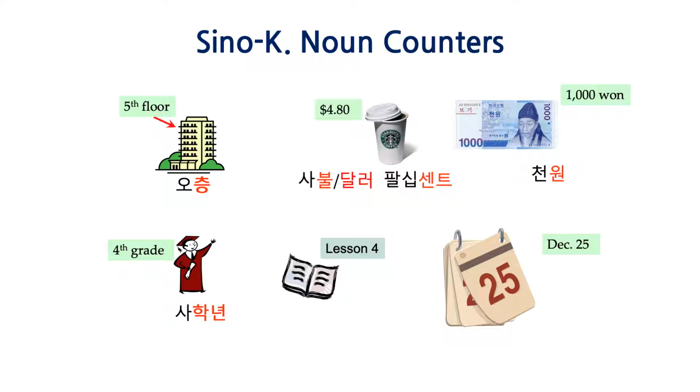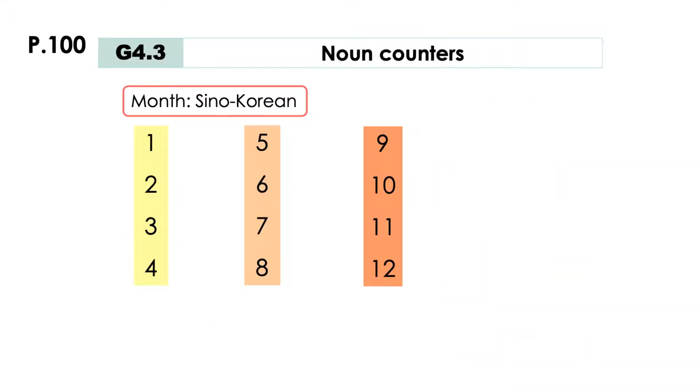And when we talk about lesson 4, so lesson is 과. So if you specifically talk about certain lesson, like lesson 4, then you need to use 사과. 사과를 공부해요, right? We're studying lesson 4 right now. And finally, Sino-Korean numbers are used for dates. So December 25th, you can say 12월 25일. So let's review how you can say date in Korean.